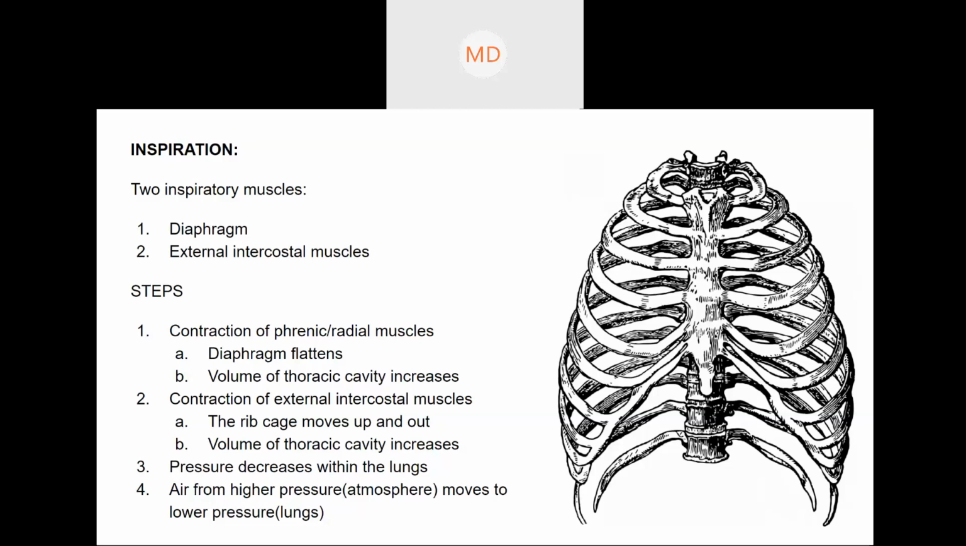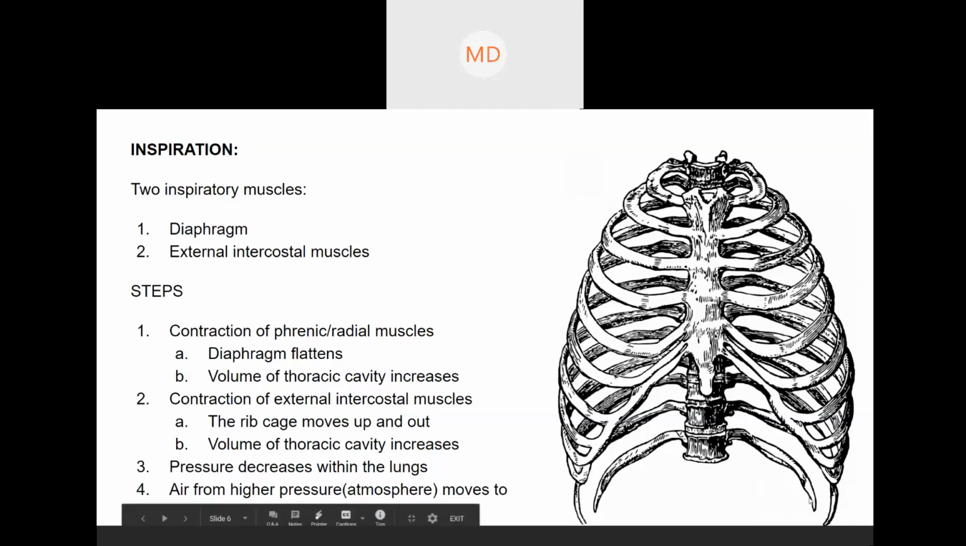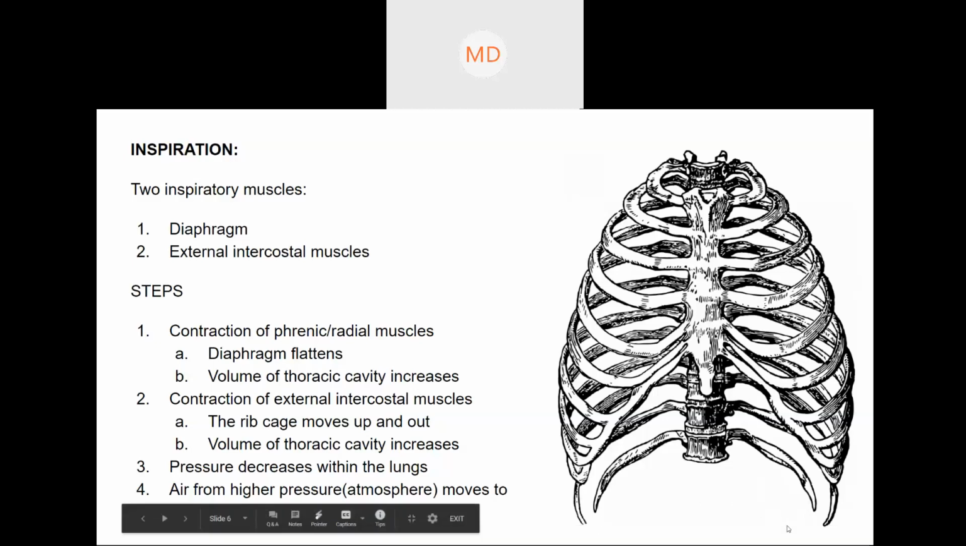Okay, so the diaphragm is dome shaped and it is found at the base of the ribs, like this. First one, diaphragm. I have explained what the diaphragm is. Then comes the external intercostal muscles.